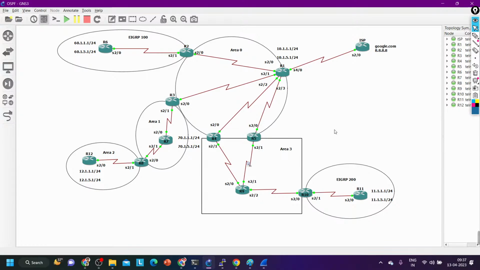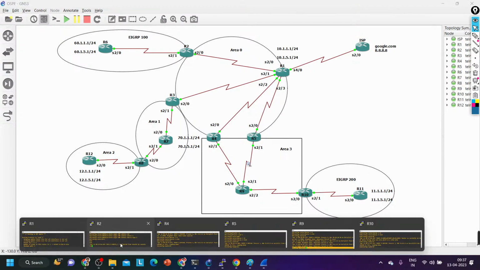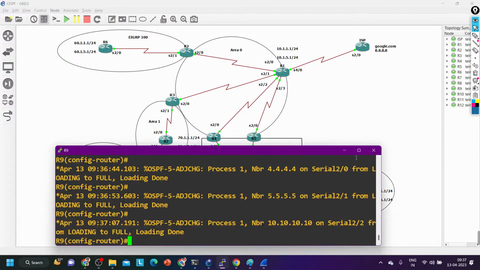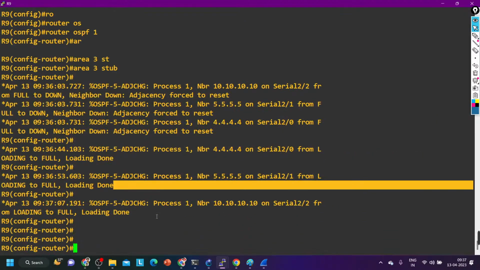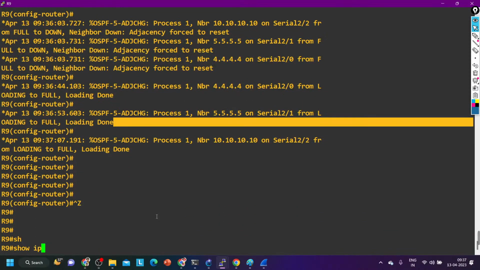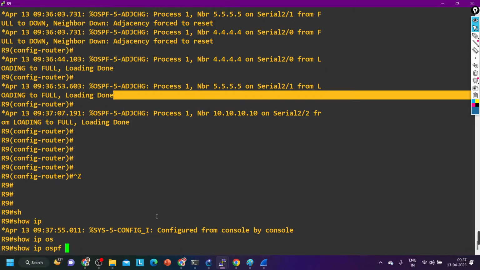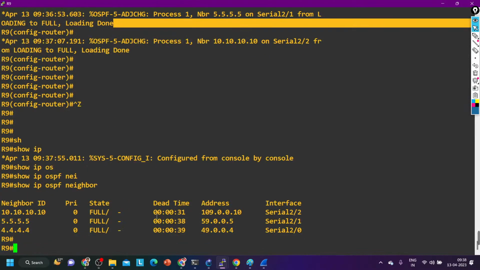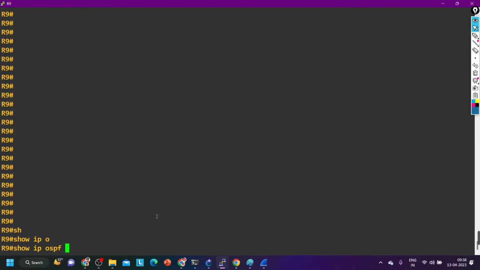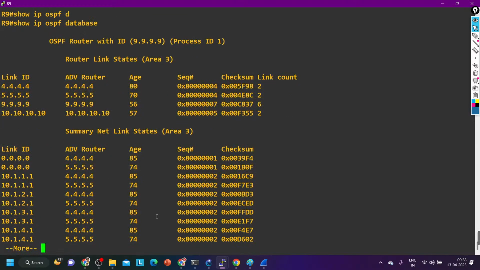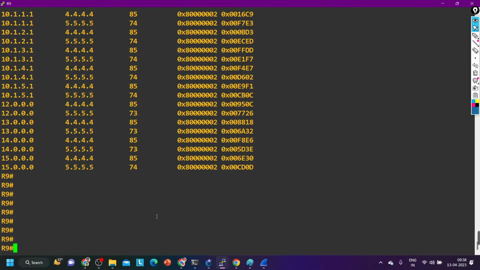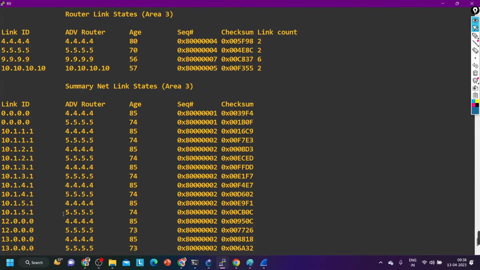Can I move? Now I will show you the database of router number 9. Again, OSPF neighborship has come up. So show IP OSPF neighbor, you can see. Done. Now show IP OSPF database. So is there LSA 5, guys? Is there LSA 4? No. LSA 5 and LSA 4 have been filtered. So how will this router get the 60 network and 11 network now?